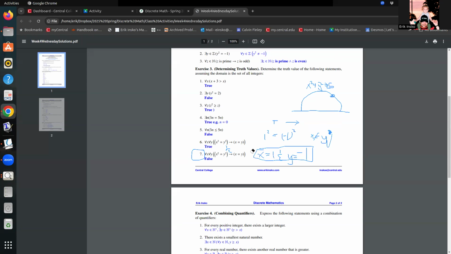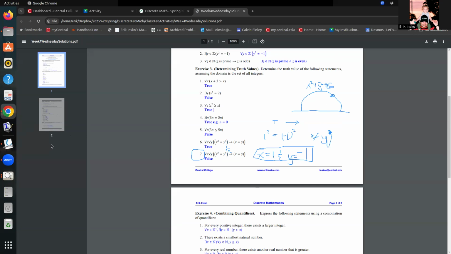And so what's going on here is that in this counterexample I'm finding a positive value of x and a negative value for y, and showing that it is possible for x squared to equal y squared, but for x not to equal y. Okay, hopefully that makes some sense. If not, just ask me about it again after class.